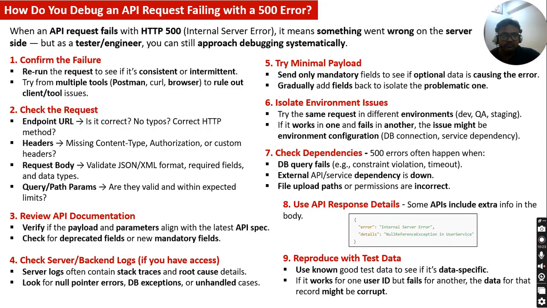So if you receive a 500 error in your API response, this is how you can debug. These are the different parameters you can consider in your troubleshooting, guys.